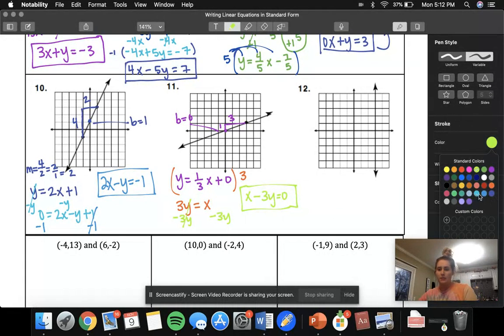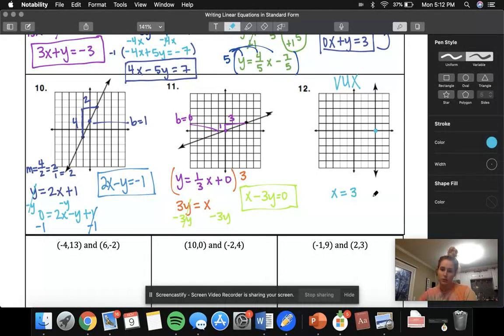All right, in this very last problem, it is a vertical line, so we should be thinking of VUX: vertical line, undefined slope. The equation is x equals, and wherever it crosses the x-axis, which is 3, so just x equals 3.